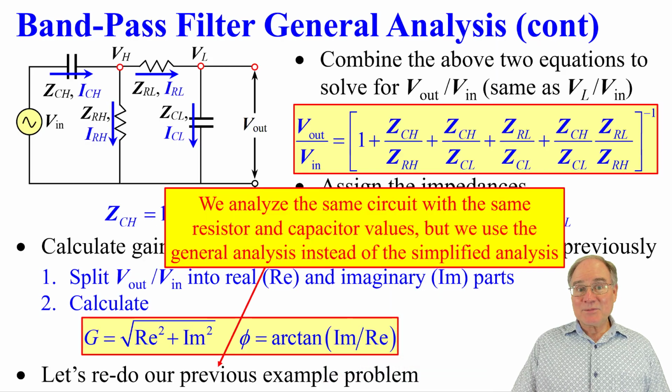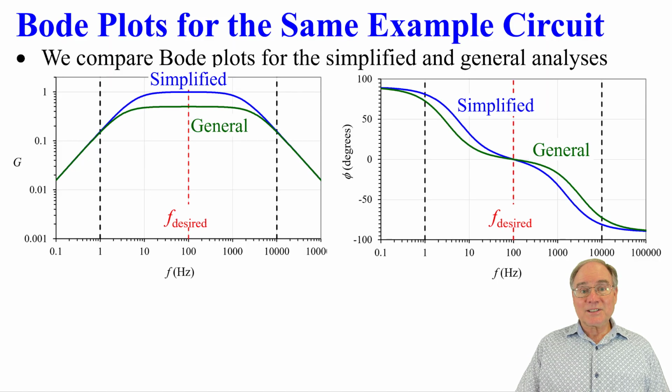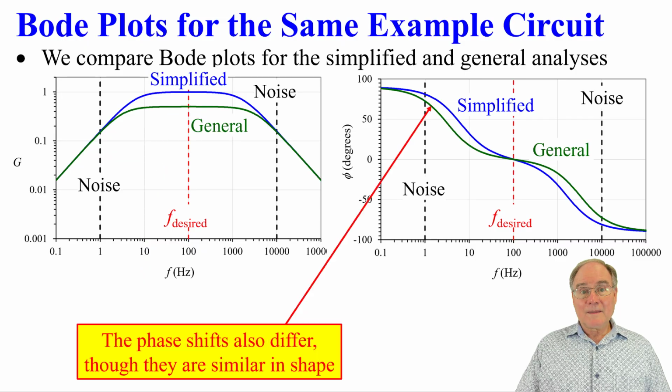We'll analyze the same circuit with the same components, but with the general rather than the simplified analysis. Here are the Bode plots that I get. The simplified analysis is in blue, and the general analysis in green. Again, here's our desired frequency, the low frequency noise, and the high frequency noise. Notice that the gain in the band is not 1. It's in fact close to a half on this log-log plot. The phase shifts also differ significantly, although they're similar in shape.